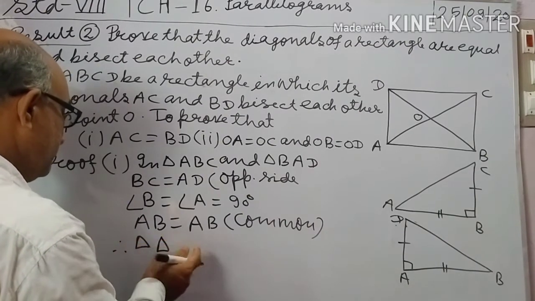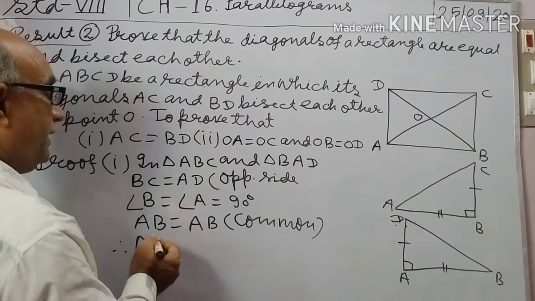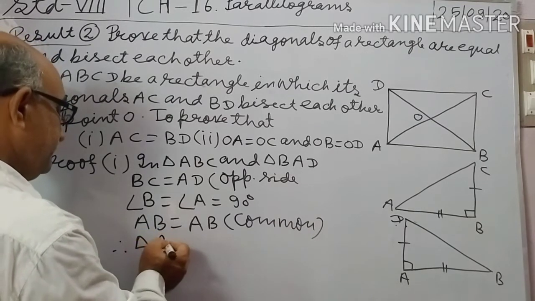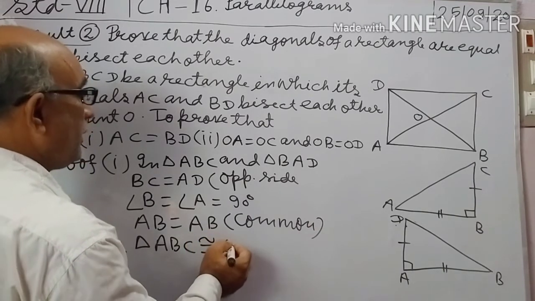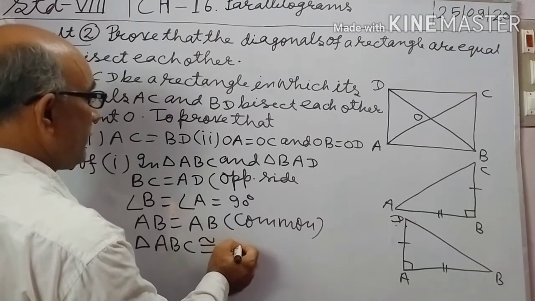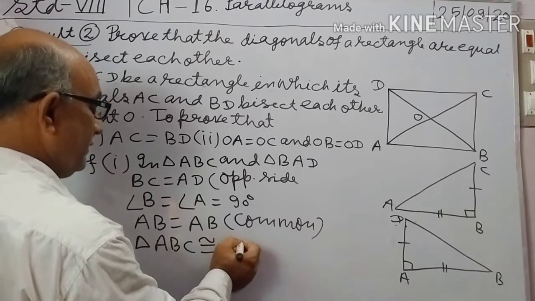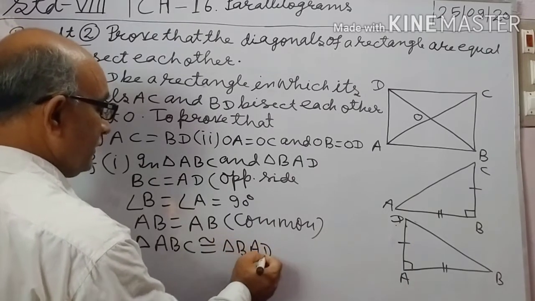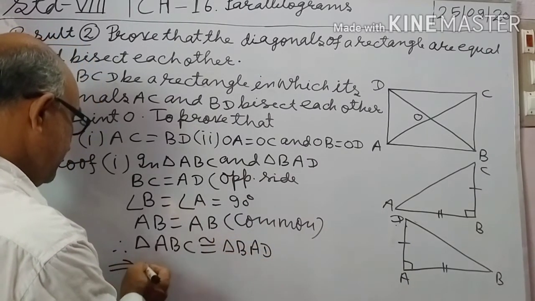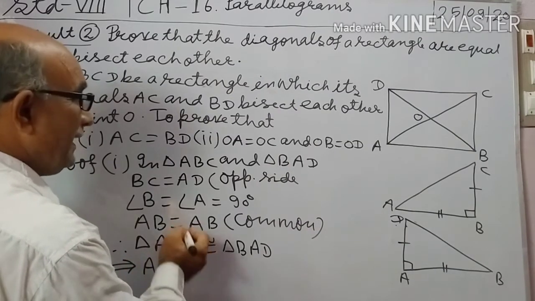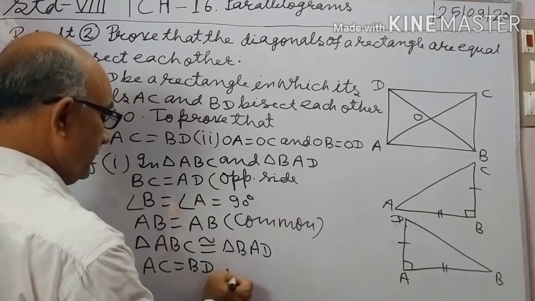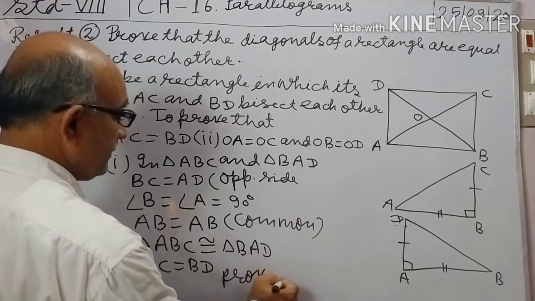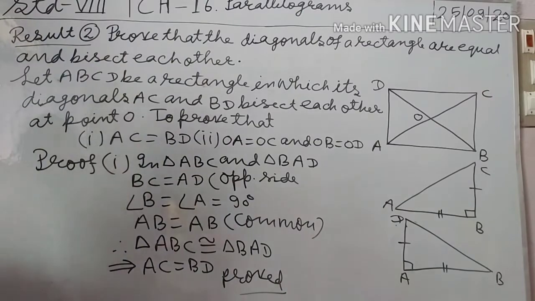Therefore, triangle ABC is congruent to triangle BAD. That implies AC equal to BD. True. Write it.